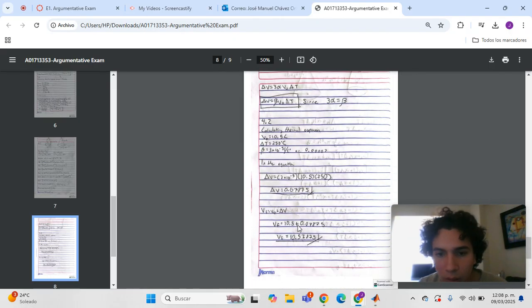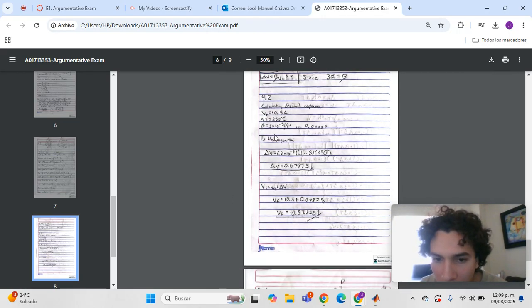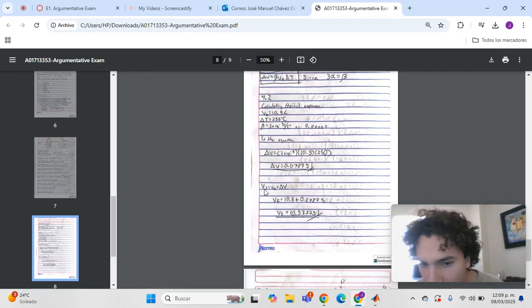And now 4.2 is asking us to calculate thermal expansion with the given values. In this equation we just have to substitute the given values, and first we obtain delta volume, which is this value over here. And now in this formula, which is the thermal expansion itself, we get that the final volume is 10.57875.